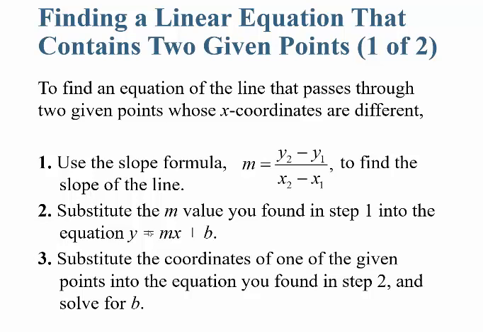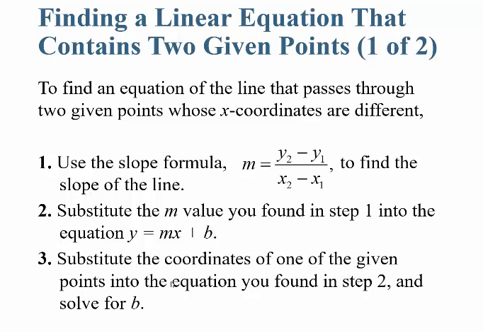Then you substitute the m value you found in the first step into your equation, y is equal to mx plus b. So I've got m in here now, replaced with the number. I'm going to take one of the coordinates from the given points and put it in the equation. Doesn't matter which one. Both will work. Both will give you the same solution. Always pick the easier set of values, though. And plug them in for x and y and get b.